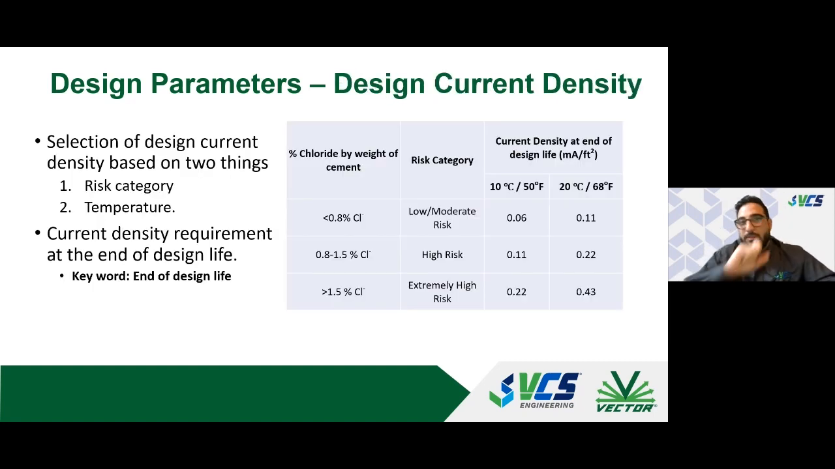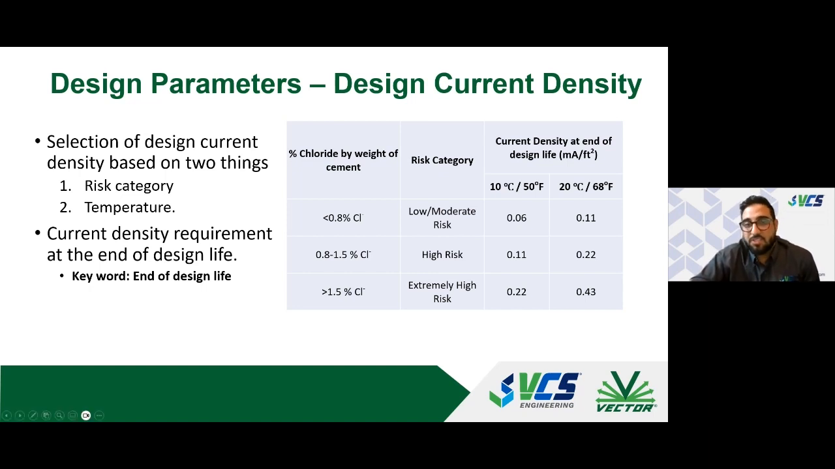And the most important one of them all is selecting the appropriate design current density. You have to pick a design current density that is at or higher than your corrosion current density. You have to overcome that corrosion current. In selecting your design current density, it's based off of two things. One is your risk category, which we discussed earlier, and the other is temperature. So depending on the mean exposure temperatures where your structure is located, you would have to pick the appropriate one.